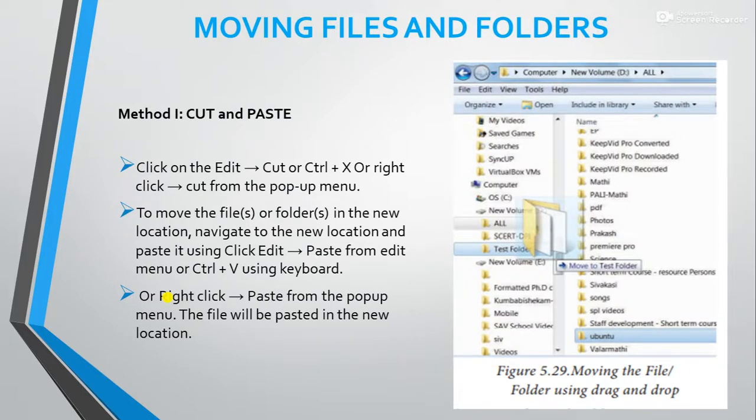Moving files and folders. Click on Edit, Cut, or Ctrl+X, or right-click and choose Cut from the pop-up menu. To move the files or folders to the new location, navigate to the new location and paste them using Edit, Paste, or right-click and choose Paste from the pop-up menu. The file will be pasted in the new location.